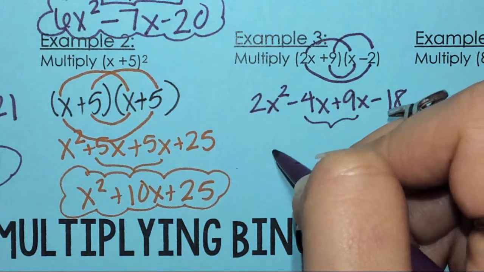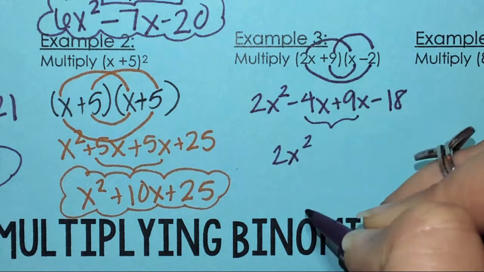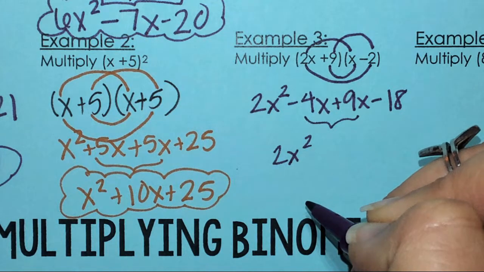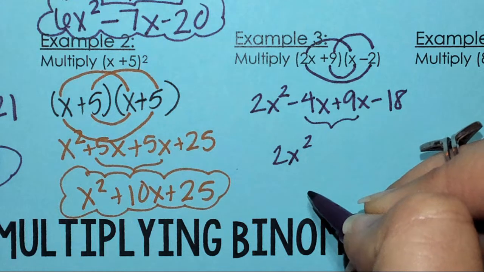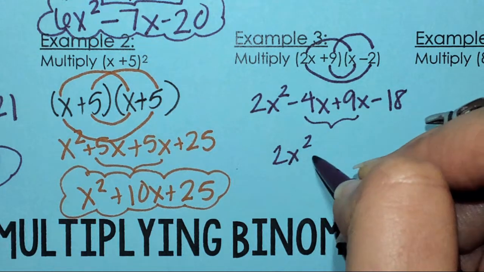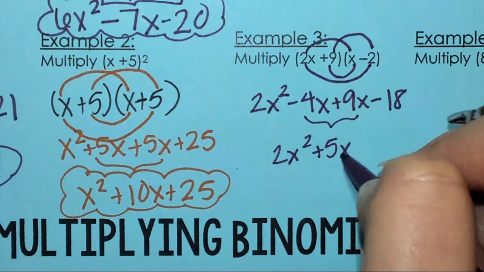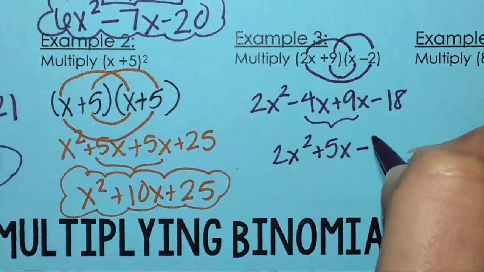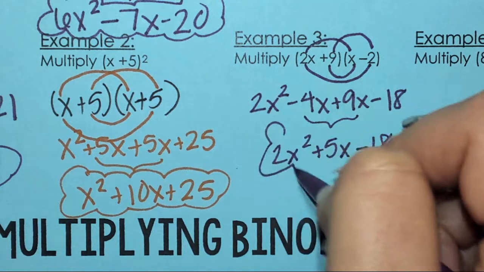Reggie, tell me the answer. You said 2x. Well, 2x squared plus 5x minus 18. Good, take a point.